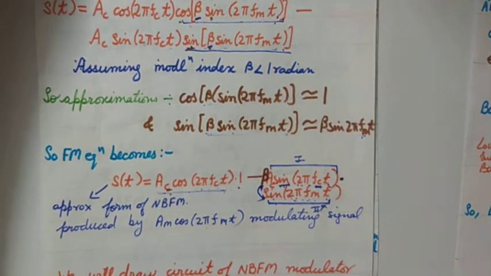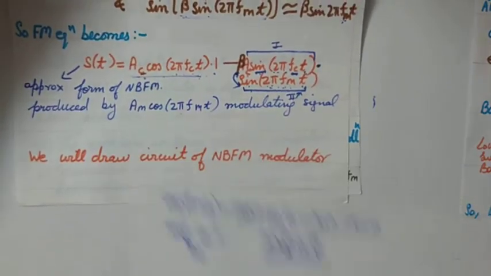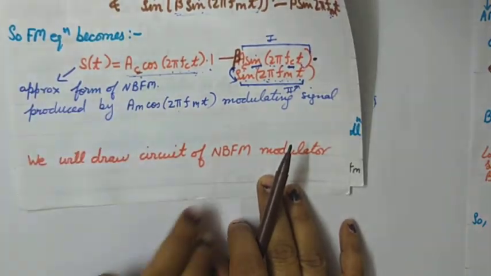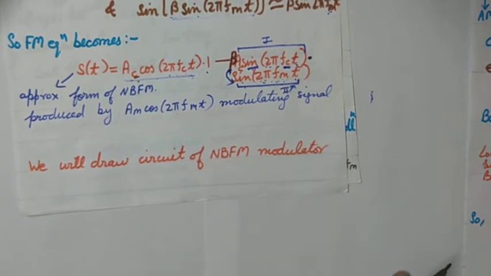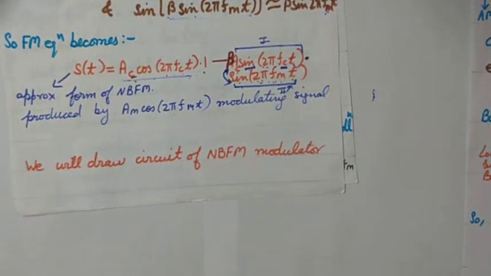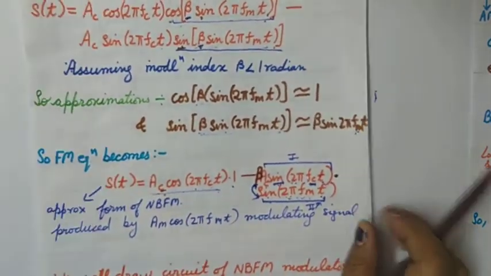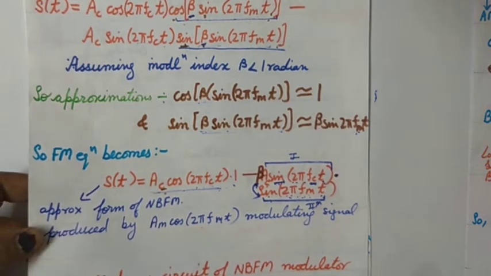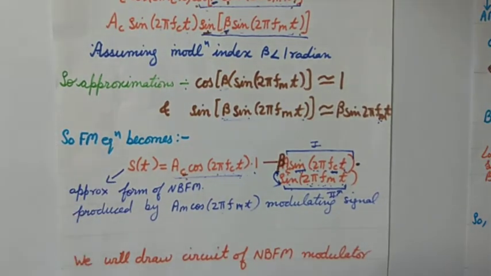Now further moving, our next step is to find a block diagram which will generate this narrowband FM signal. Here we are not going to mug up that circuit. We are just going to derive or develop that circuit with the help of this equation. So we will see what terms we have, what we need, and what we have to obtain from the circuit.